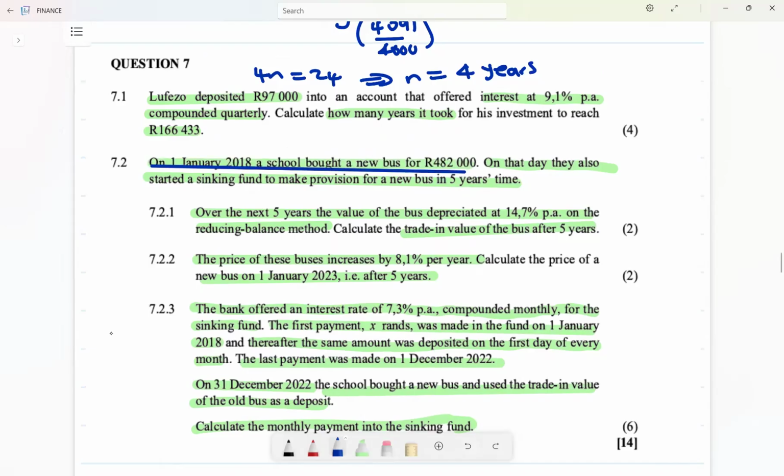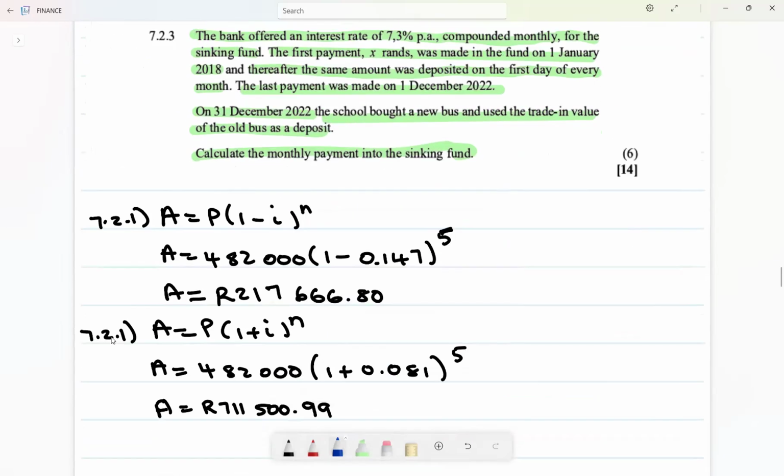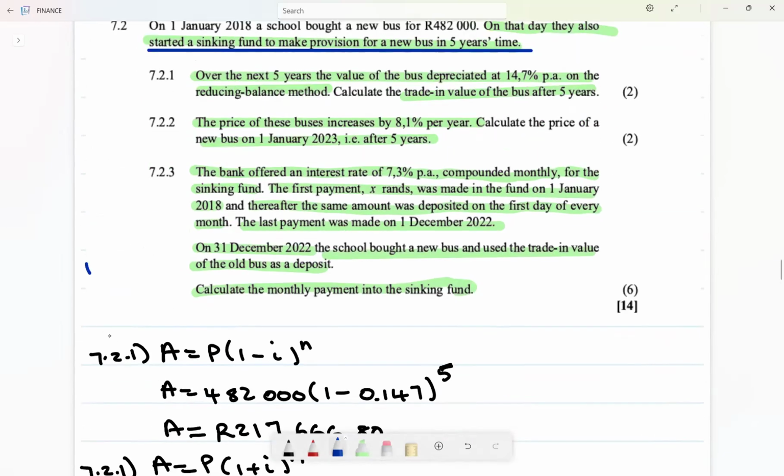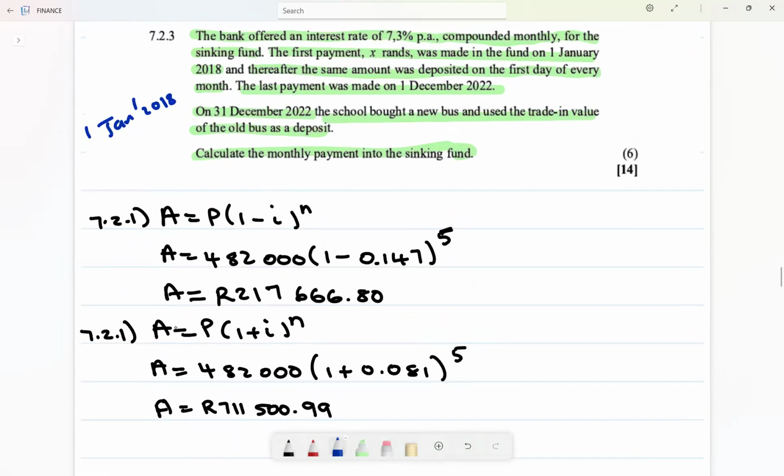So after they tell you that they bought the new bus on the 1st of January 2018, they also opened a sinking fund. So on the 1st of January 2018 they opened a sinking fund, and they will need to start making regular payments on the 1st of February 2018.